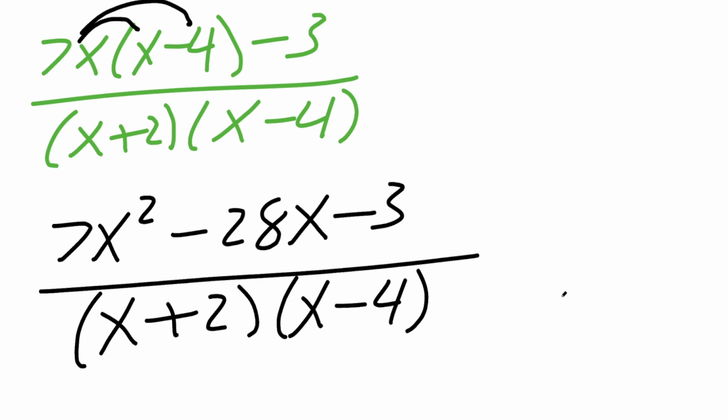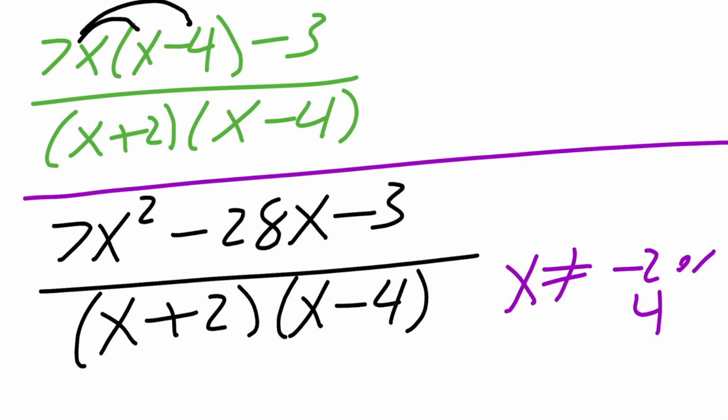And we can state the restrictions because, again, you can't divide by 0, so we might as well say that x does not equal negative 2 because negative 2 plus 2 is 0, or positive 4 because 4 minus 4 is 0. And then this right here is our final answer.